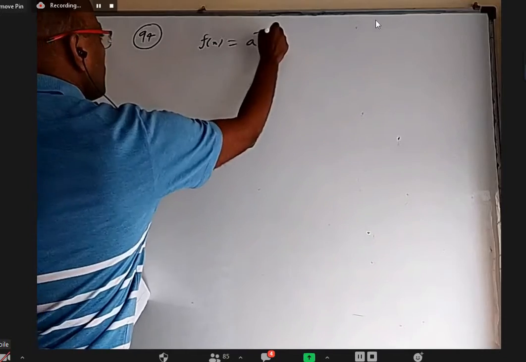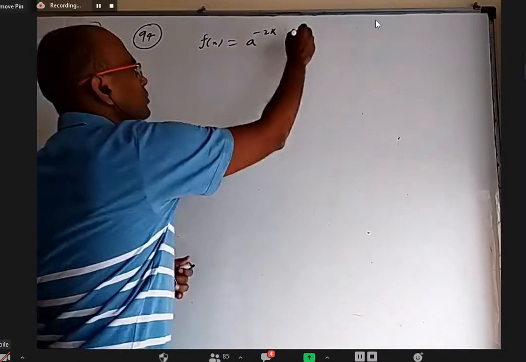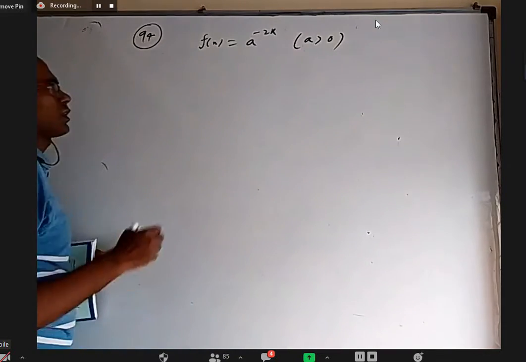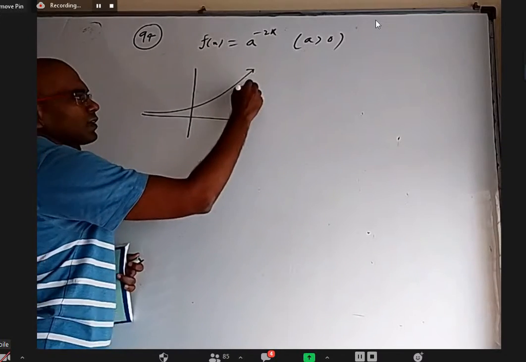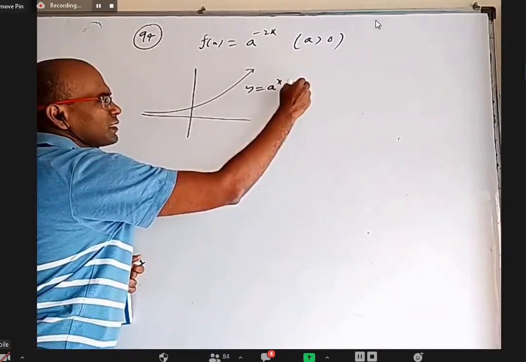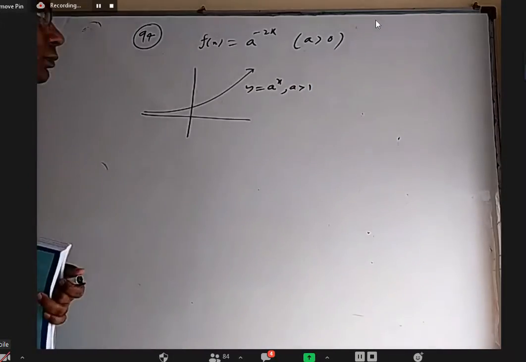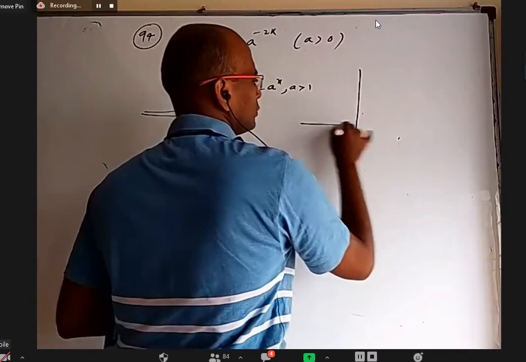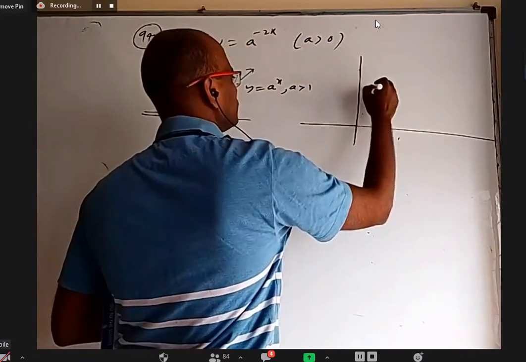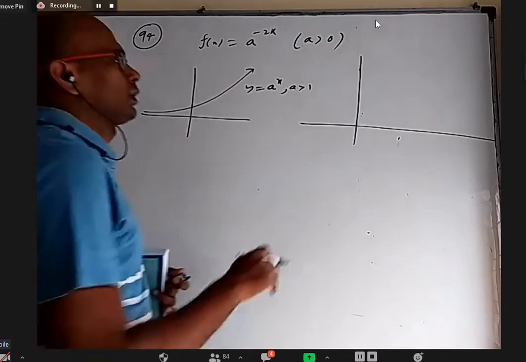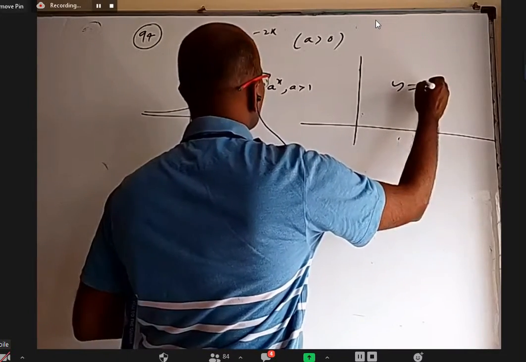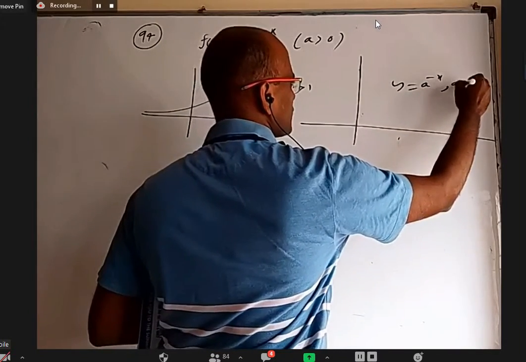Okay, 94 is a straightforward, simple question. f(x) is equal to a^x minus 2x, where a is a positive number. I'm sure all of you might have seen some kind of graph like this: e^x or any a^x graph will be like this, y = a^x where a is greater than 1. And y = a^(-x), where a is greater than 1.